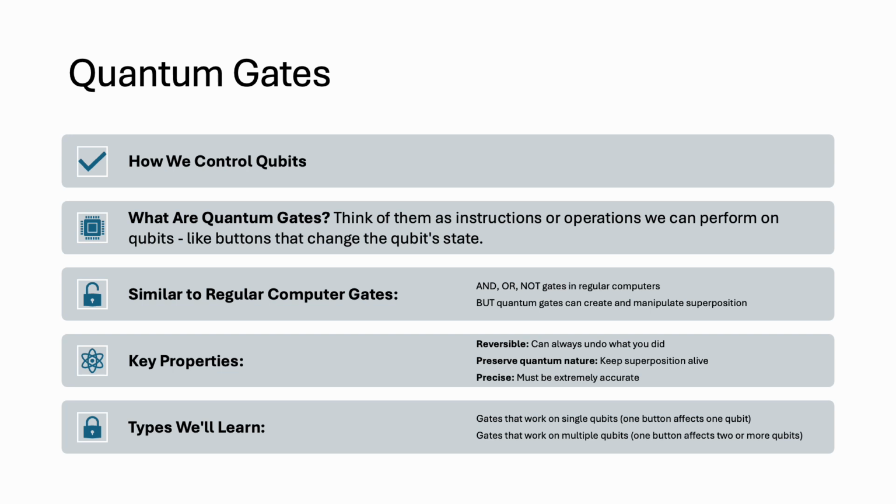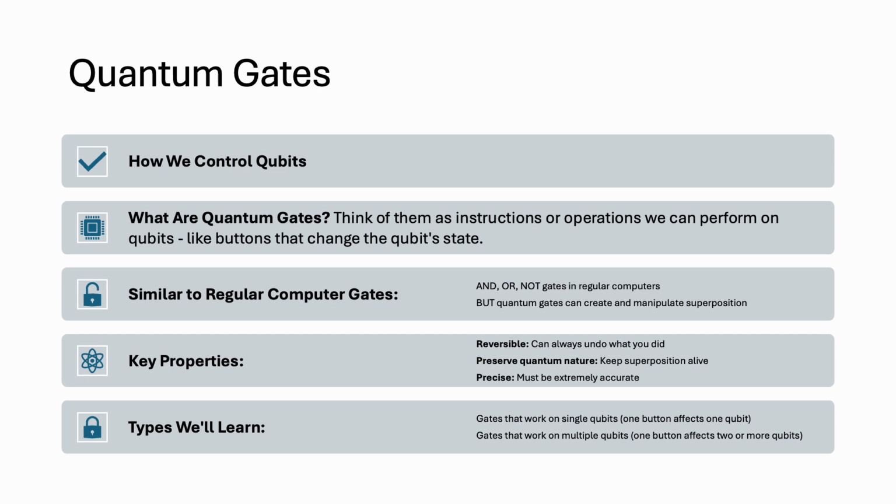So each gate is like a specific button you can press that changes the quantum state in a well defined way. These gates are implemented physically using carefully timed pulses of microwaves, lasers, or other means depending on the type of qubit technology being used. The precision required is extraordinary. Gates must be accurate to better than 99.9% of the time to be useful in quantum computing.